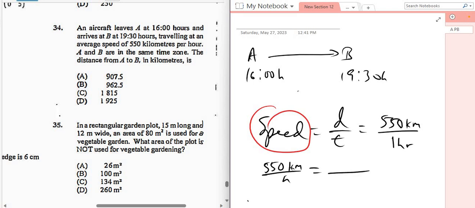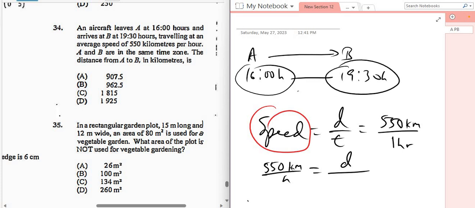Is equal to what's the distance? We don't know. What's the time given? What's the difference in time? How long did it take? From 16 hours to 19 hours and 30 minutes. From 16 hours to 17 hours is how much time? 1 hour. Guys, you can subtract 19 minus 16.